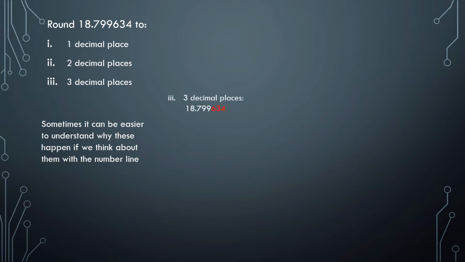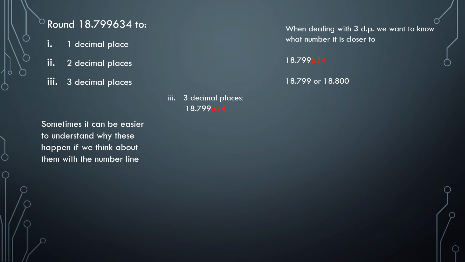Okay, finally then, we're looking at 3 decimal places, so 18.799634, and I want to keep those 3 bits. So again, I'm looking to see, is it closer to 18.799 or is it closer to 18.800? Okay, so again, what we're thinking about is, is it closer to the bit that we're at or the next one along?